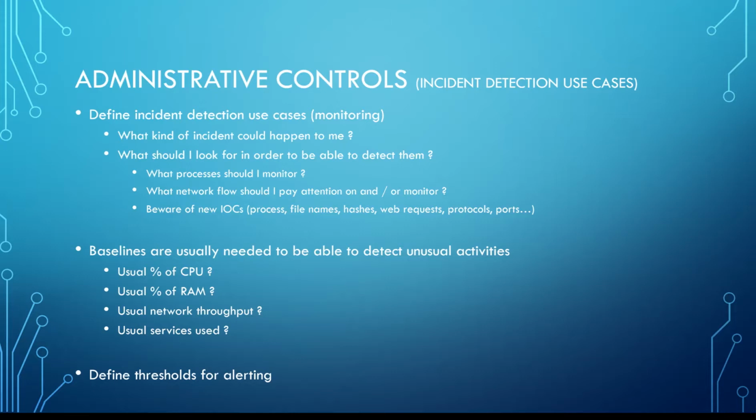So for example, if you know that usually your CPU is at 10% and your RAM is 1 gigabyte and your network throughput is very low, and suddenly you are seeing that you have a lot of CPU. I forgot to mention the disk activity. Suddenly you have a lot of disk activity, which is not normal. Then you know that something weird is going on and that you should investigate. You also need to define thresholds so you can be alerted that you have gone over your baseline.